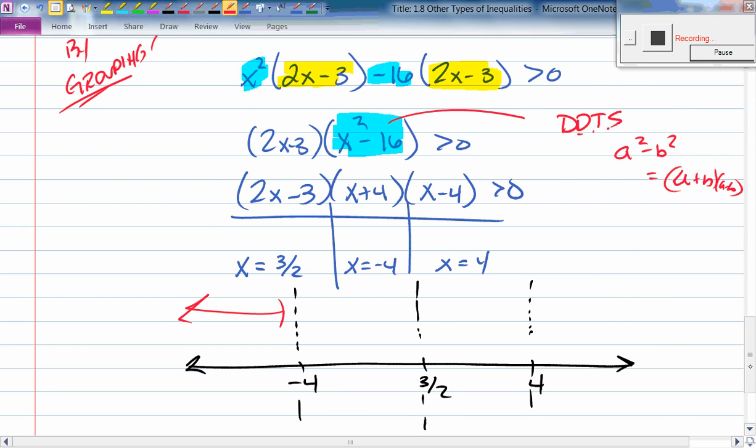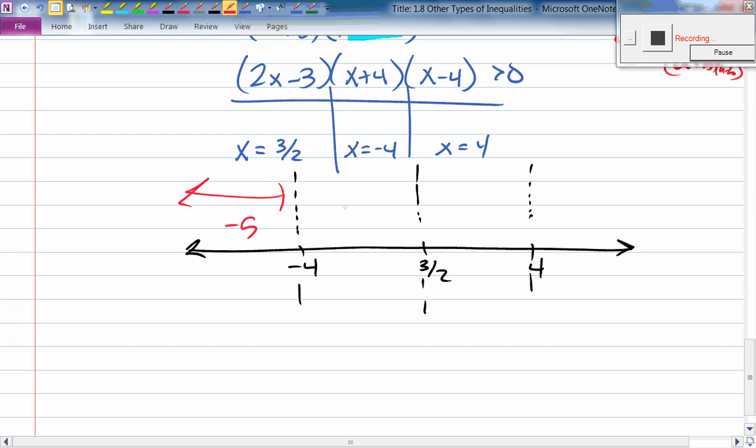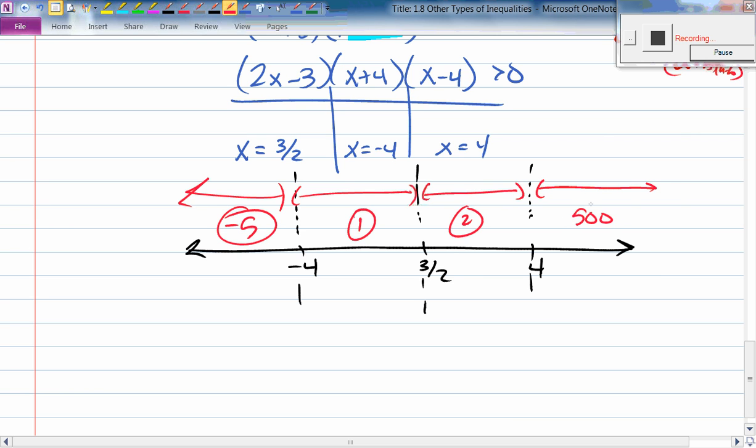Give me a test point in this region over here. Any test point you want. Negative 5, good. Give me a test point in this region here. I'm not going to choose 0 because I'm comparing it to 0. How about 1? Okay, and how about over here? 2, good. And over here, give me a test point. I heard 500 out there. Good, we'll test 500.